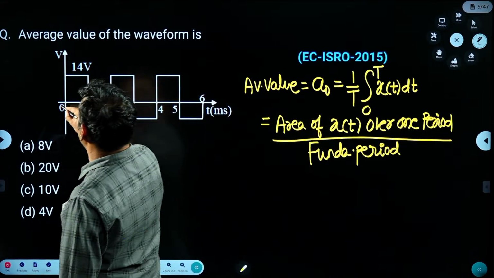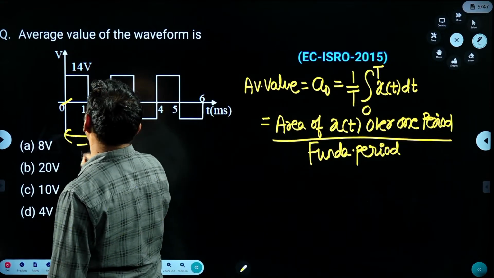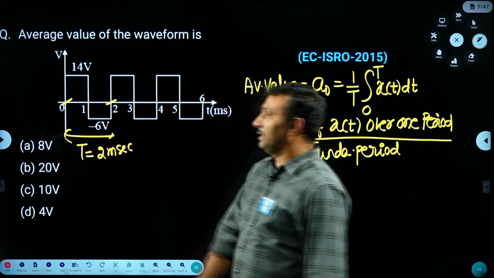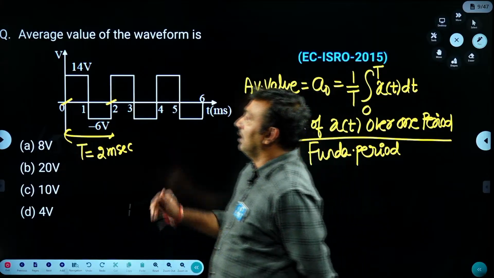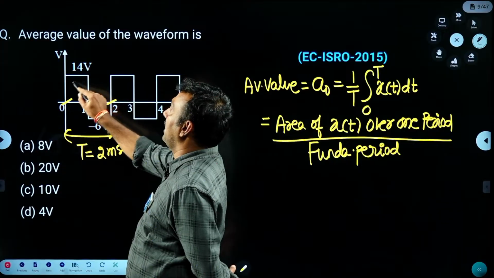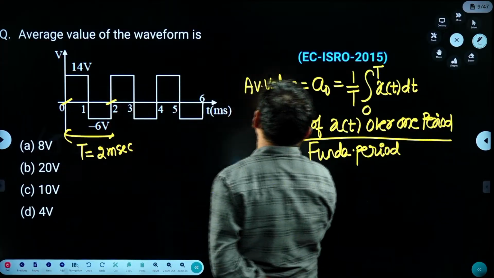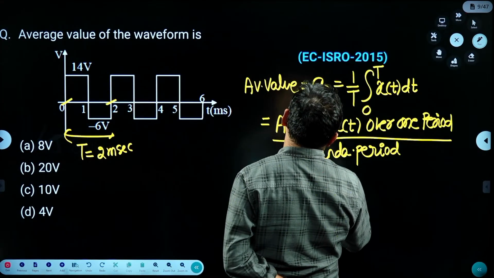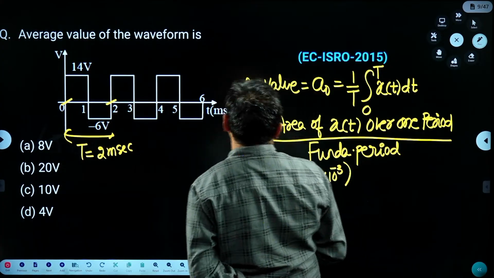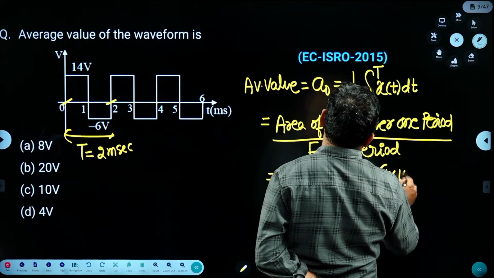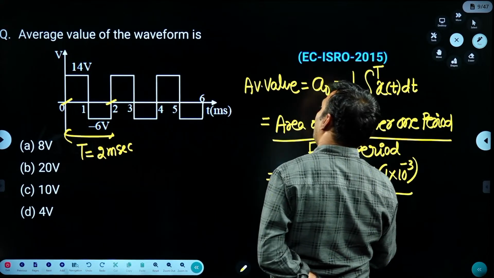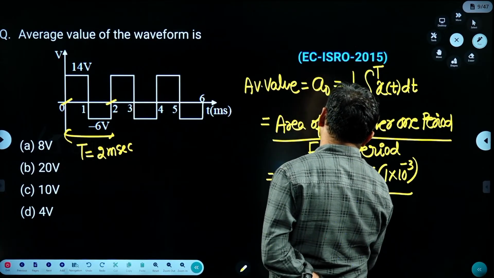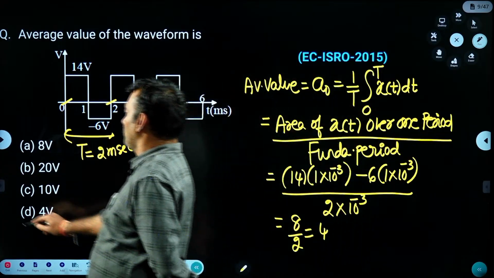The fundamental period of the signal, we can take that as 2 milliseconds. 0 to 2 segment is the reference, the fundamental period. How to take the area? Take this rectangular part area. So 14 into 1 into 10 power minus 3, lower one, minus 6 into 1 into 10 power minus 3, whole divided by 2 into 10 power minus 3. So 14 minus 6 by 2, answer becomes 4.